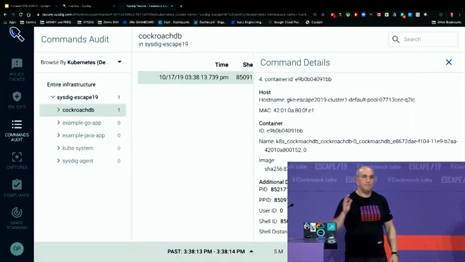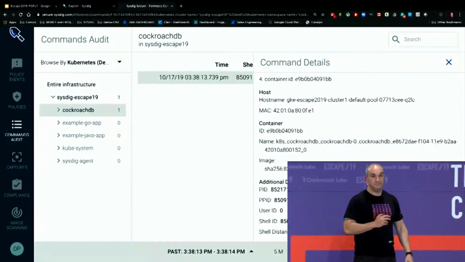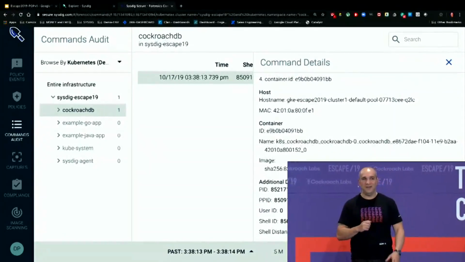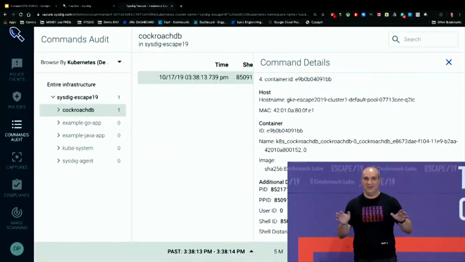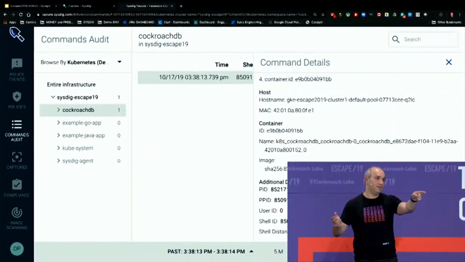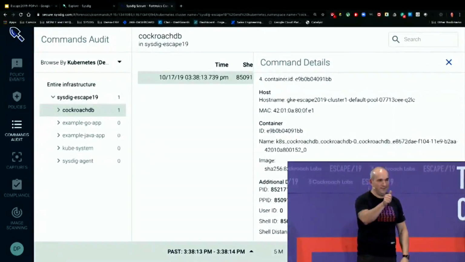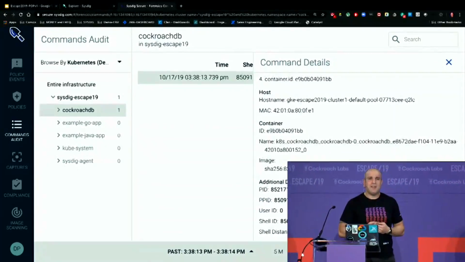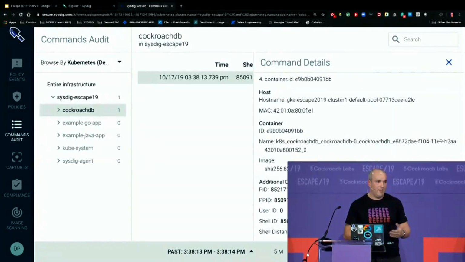Now, I am root. You guys are looking at me like, oh no, why? So if anybody, hopefully your security people aren't, show of hands, are there any security folks in the room? Don't slap my wrist, I'm sorry. It's a demo environment, thanks for the thumbs up.